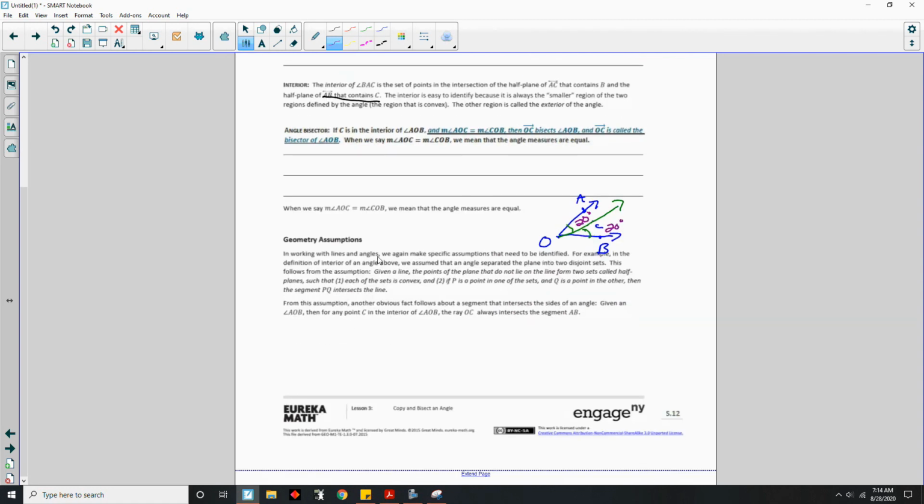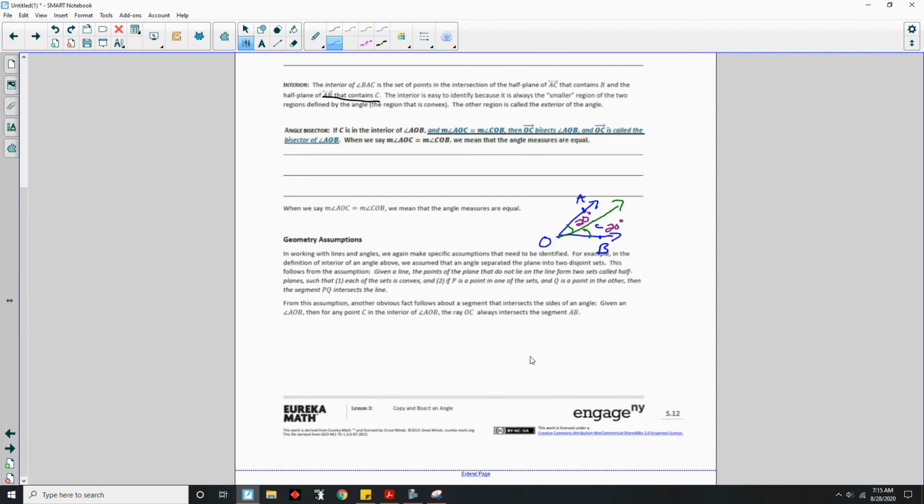In working with lines and angles, we again make specific assumptions that need to be identified. For example, in the definition of interior of an angle above, we assume that an angle separated the plane into two disjoint sets. This follows from the assumption, given a line, the points of the plane that do not lie on the line form two sets called half planes, such that 1, each of the sets is convex, okay, and 2, if P is a point in one of the sets and Q is a point in the other, then the segment PQ intersects the line.